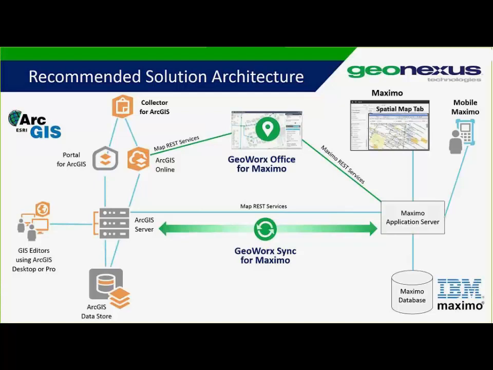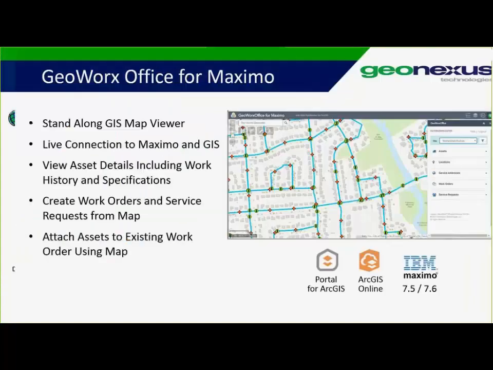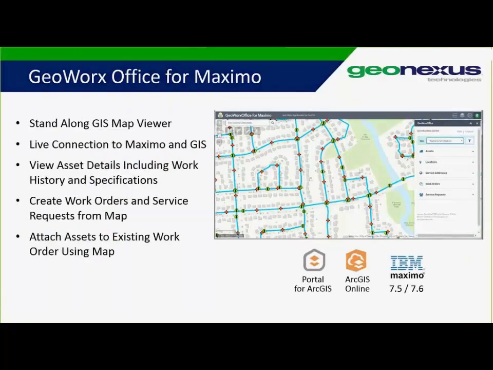So that's kind of our recommended architecture moving forward. And again, this webinar is to focus on GeoWorks Office. So we'll move in and talk a little bit more about GeoWorks Office for Maximo. It's a standalone Map-Centric viewer. It's actually built using Web App Builder from Esri, so it's supported by ArcGIS Online or Portal. Those are the tools from Esri that we consume the feature services and map services from.